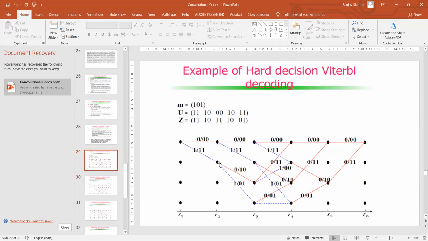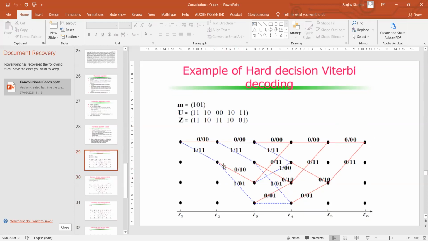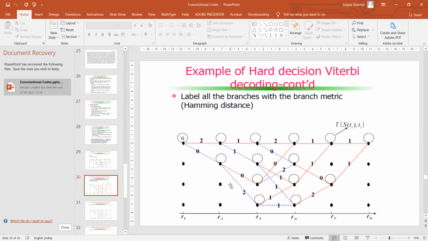Similarly, going from this branch to this branch, if 0 was transmitted, the output would have been 1, 0. And the received is 1, 0, so the distance is 0. Sitting at this place, if from the start it goes to this place and 1 is transmitted, the output should have been 0, 1. But received is 1, 0. So the Hamming distance is 2, and we put a Hamming distance of 2.